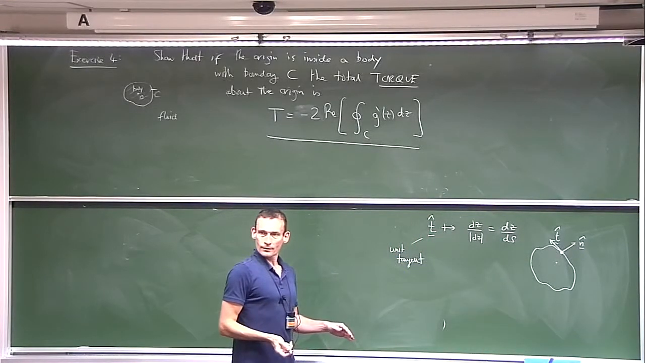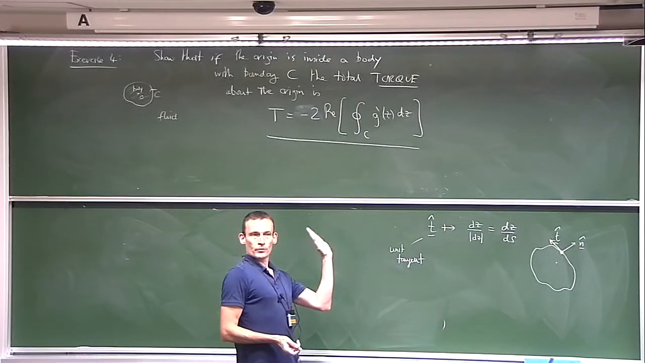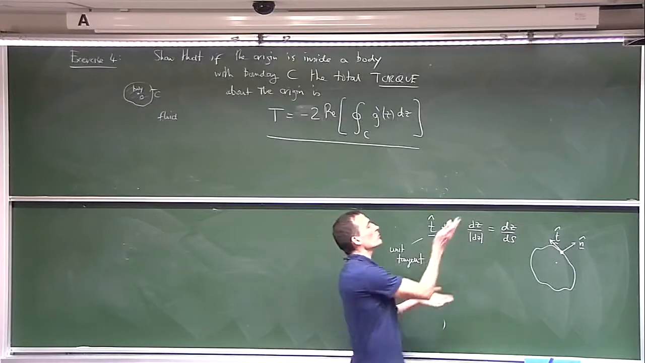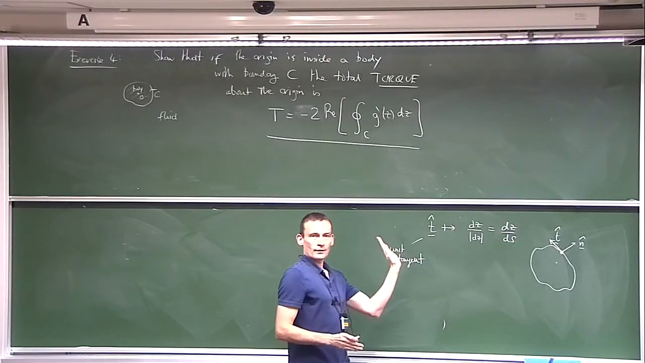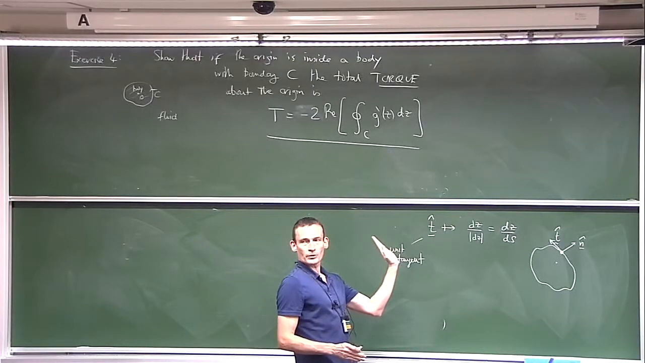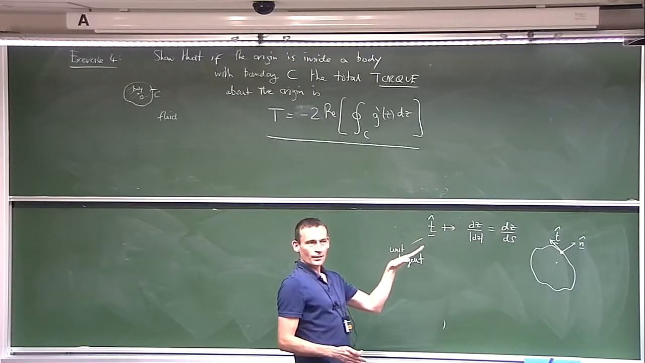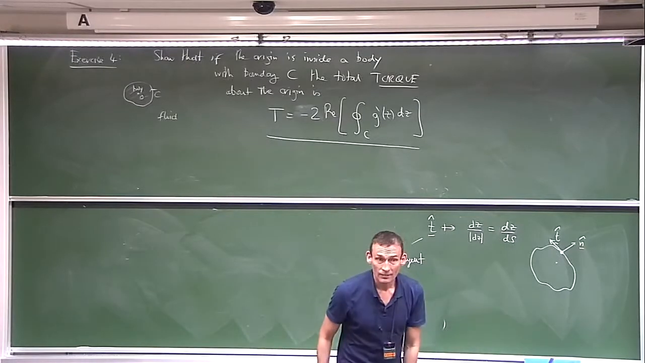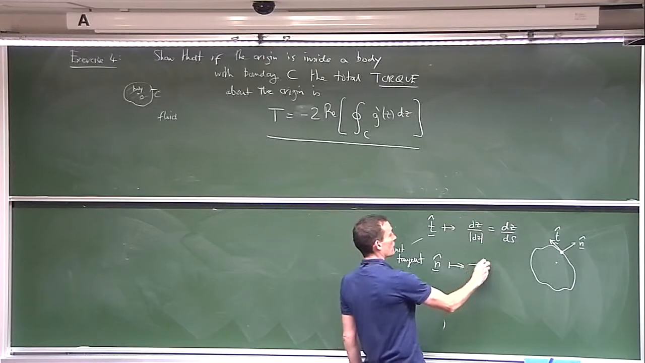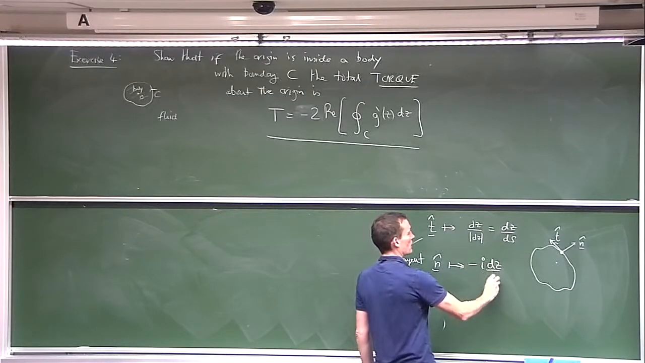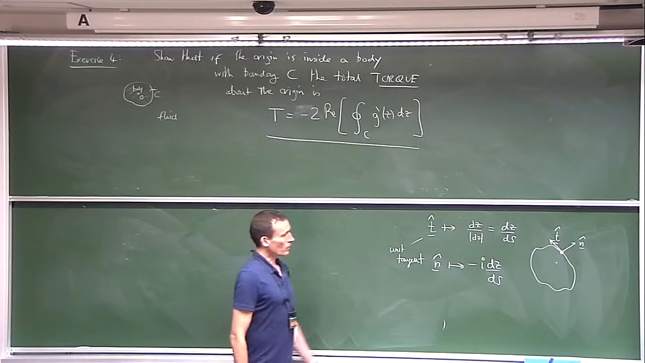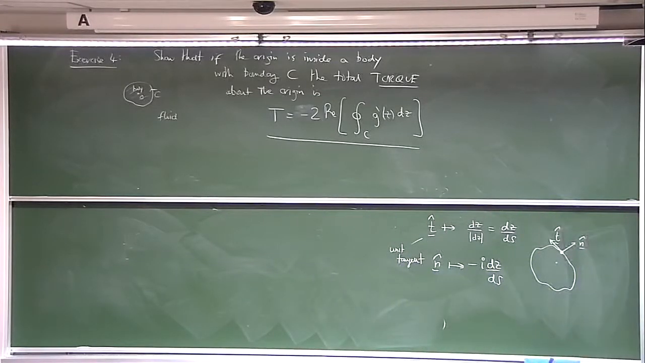So what's the complex form of the unit normal? How do you rotate by minus 90 degrees in complex variables? You multiply by minus i. So the unit normal goes to minus i dz by ds. Okay? So you're going to need these when you show this.